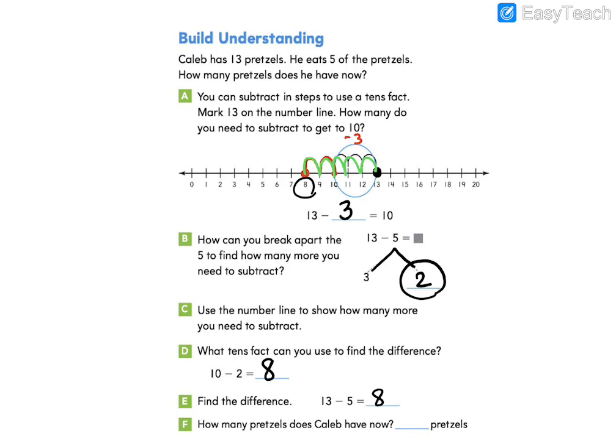And letter F asks us to solve. How many pretzels does Caleb have now? Caleb has a total of 8 pretzels remaining.